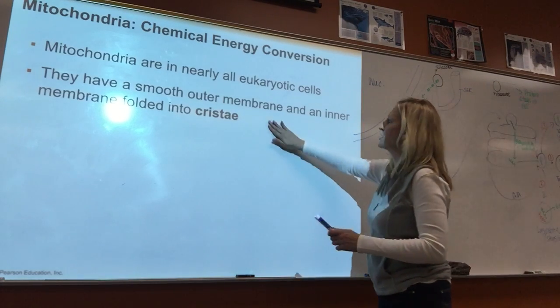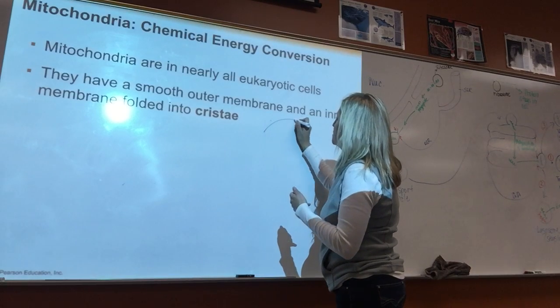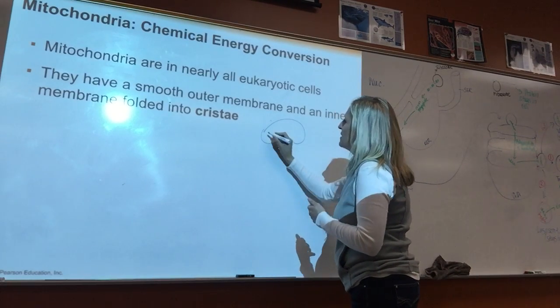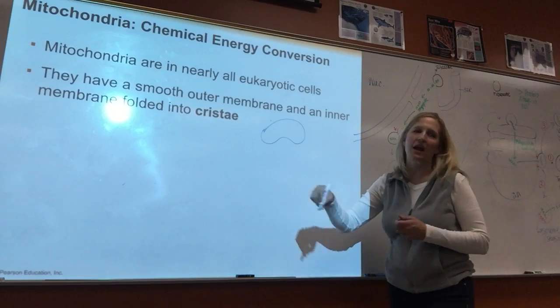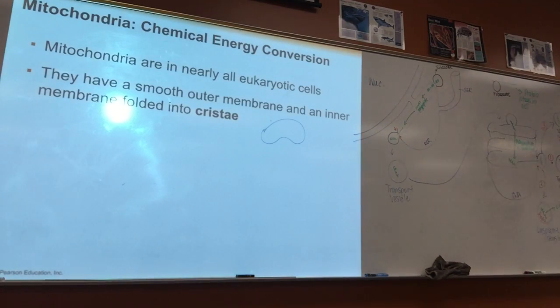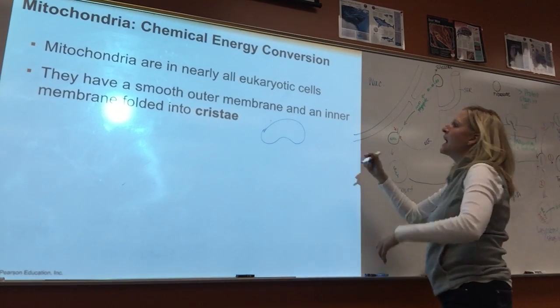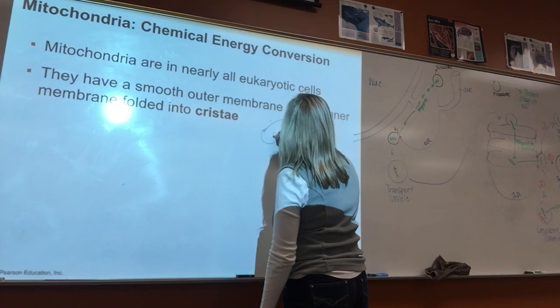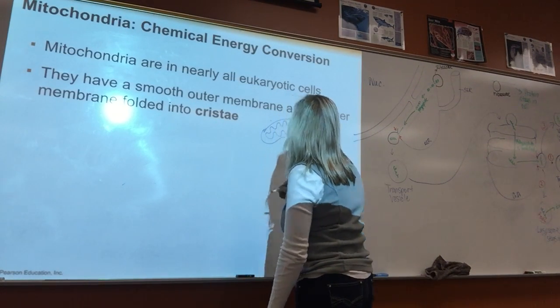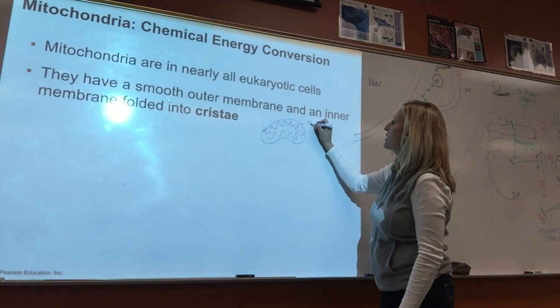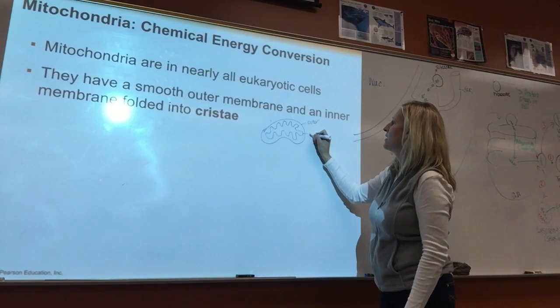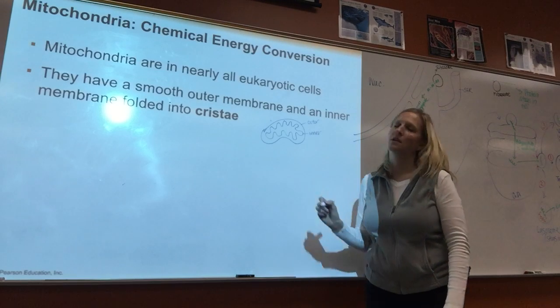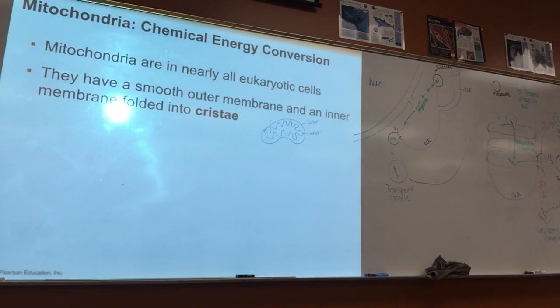So I'm going to do a little picture here. Mitochondria is kind of shaped like a bean, a little bit. This is the outer membrane. Outer membrane's smooth. Inner membrane, so there's a membrane inside, is folded. So this is the folds like this. So this is the outer membrane, inner membrane. Inner membrane folded.